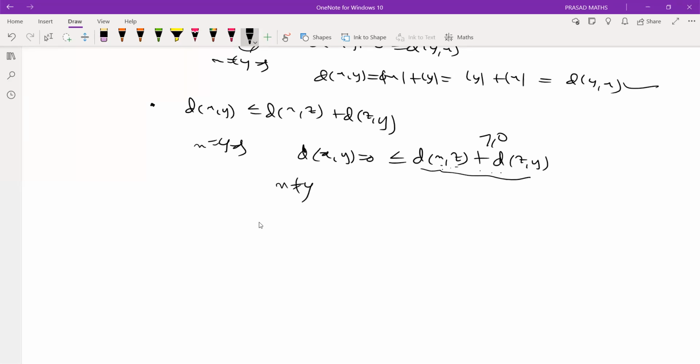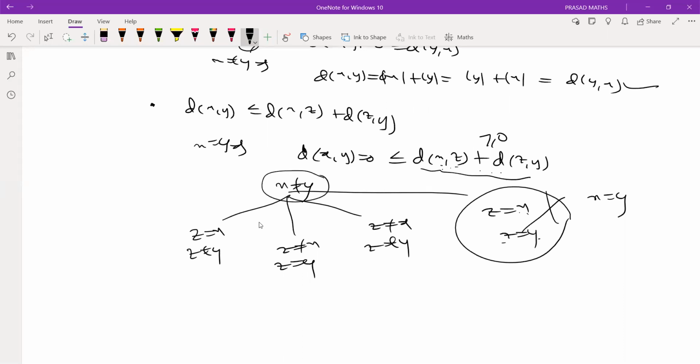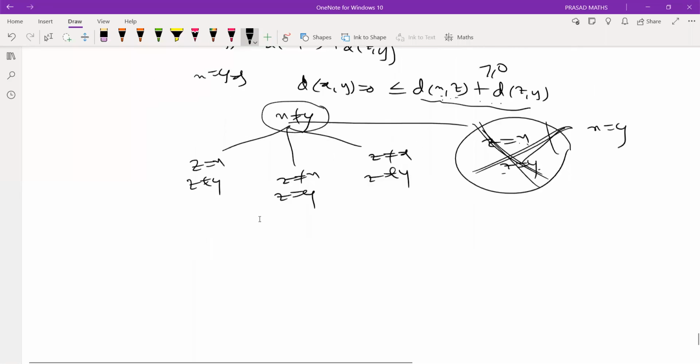So what is your case? You need to show the result for the case whenever x ≠ y. Whenever x ≠ y, already I told you there are 4 cases. Either z = x, z ≠ y; z ≠ x, z = y; z ≠ x, z ≠ y; or z = x, z = y. Already I told you the last one is not true. Why? Because if z = x and z = y, what are you getting? x = y. Is it true actually? No. Therefore, this case is not possible. So we are left with only 3 cases.